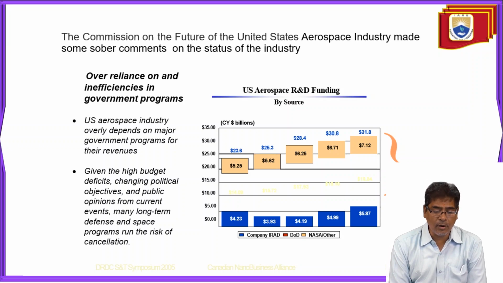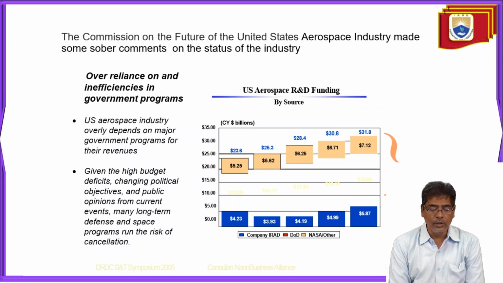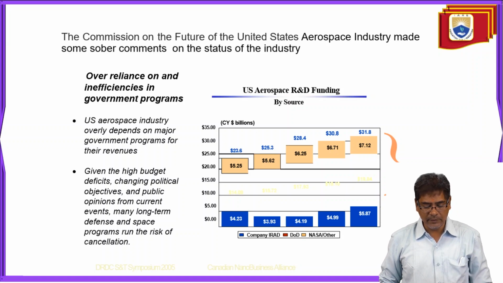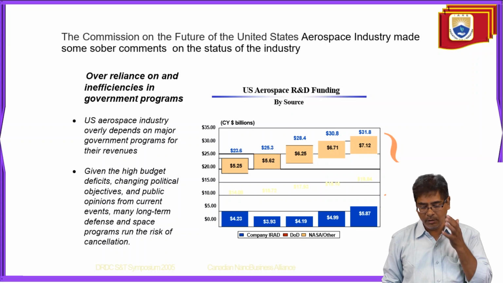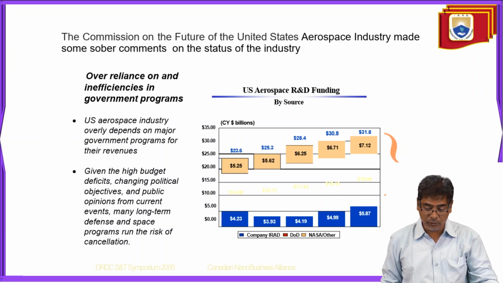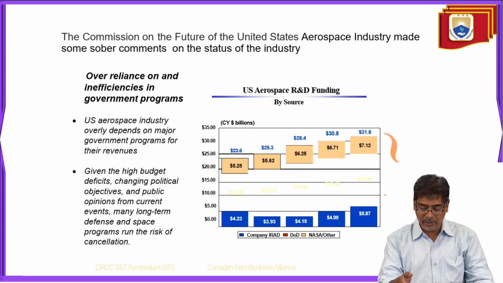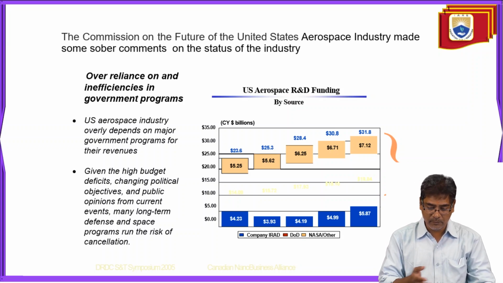Over-reliance on and inefficiency in government programs: the US aerospace industry overly depends on major government programs for revenues. Given the high budgets, changing political objectives and public opinions from current events defeat them. Many long-term defense and space programs run the risk of applications. So this is US aerospace R&D funding by source, right? This is what we can see here, quoted in billions, and we have taken it from our website.